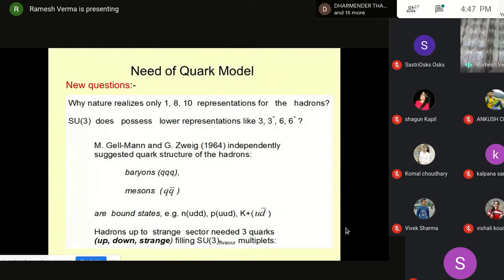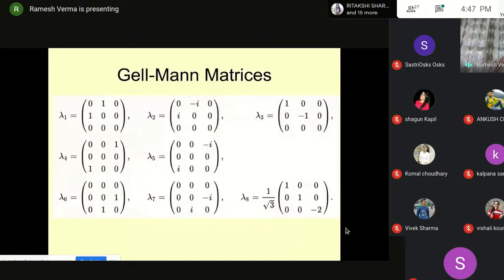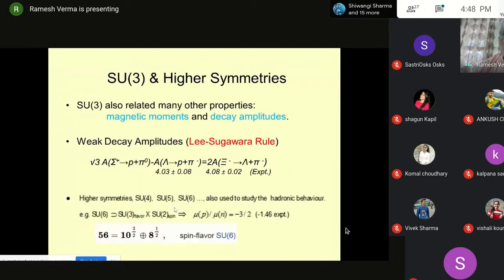But whenever we learn more, we always end up knowing that we don't know a few other things. So our ignorance level also increases, and we are able to raise new kinds of questions. We have just seen that there are many representations, many multiplets available as far as SU(3) is concerned: 1, 3, 3 star, 6, 6 star, 8, and 10. Why does nature seem to have only 1, 8, and 10 as a preference for the hadrons? Why not 3, 3 star, 6, 6 star? So these questions were raised, and people had to give the answer.